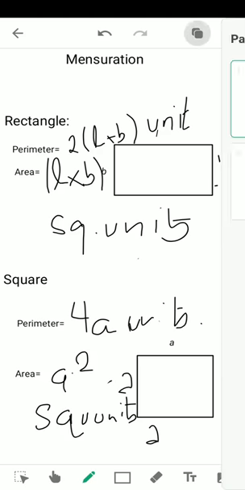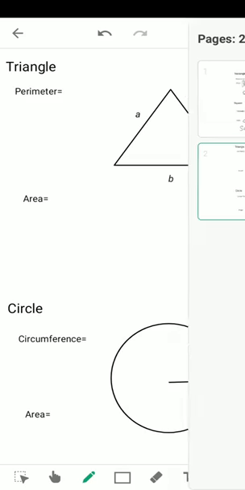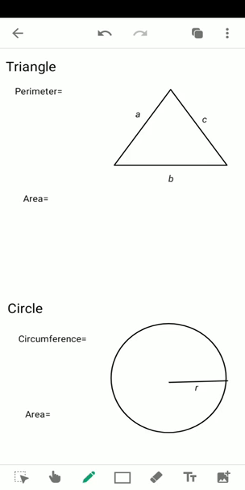Now let us go to some other figure as well. So this is your triangle. Triangle, as you can see, will have 3 sides. I'm assuming that all of them are unequal, so it will be A, B, and C. How can I calculate perimeter? We just need to add the length of the sides. So perimeter will be A plus B plus C, right? A plus B plus C. And it's very easy.